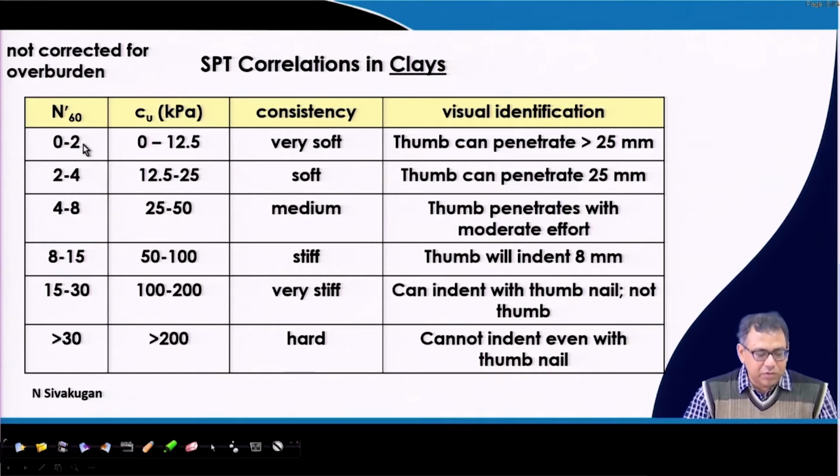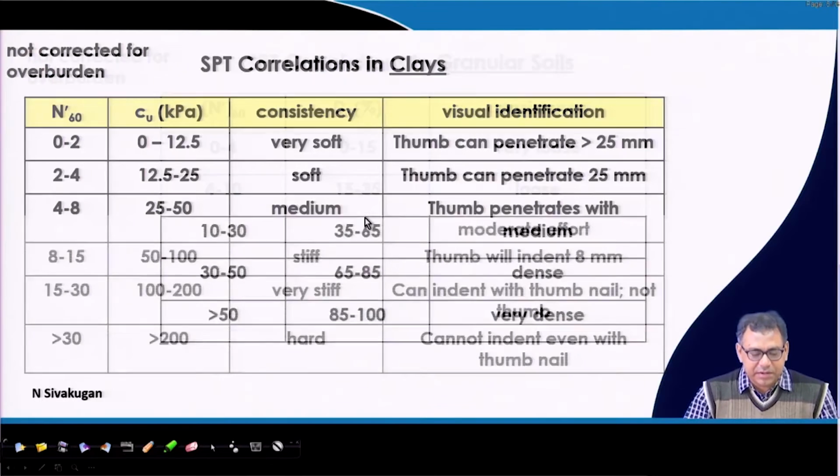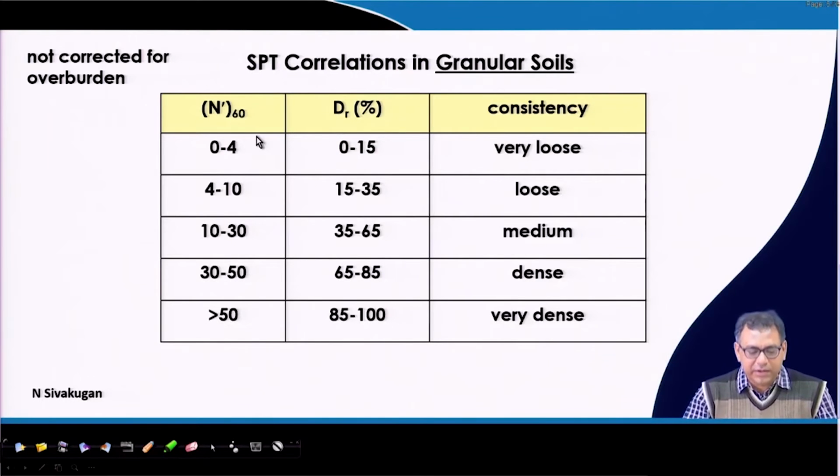So, if it is 0 to 2, that means Cu value 0 to 12.5 kPa, it is very soft. Similarly, if the N value is greater than 30, it is hard soil. So, these are the correlations, and visual identification you will also get. Similarly, this table is for clay, and for granular soil also you will get one.